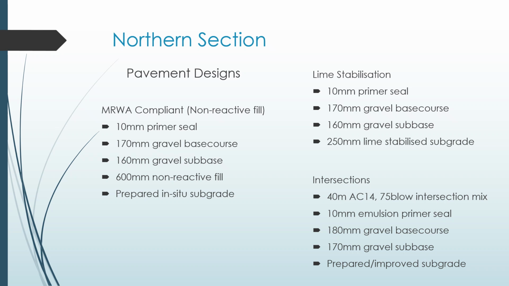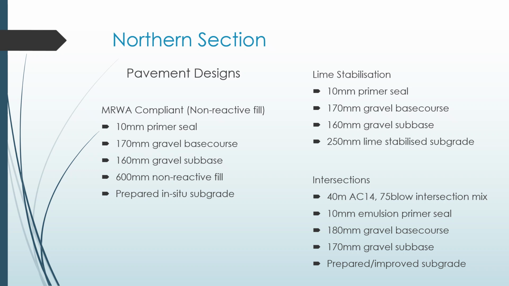And the intersection asphalt selected being a 40mm AC14 75/30 blow, which is a typical Main Roads intersection mix. A bit more heavy duty with the AC14 just to cater for the heavy vehicles turning and braking on it.